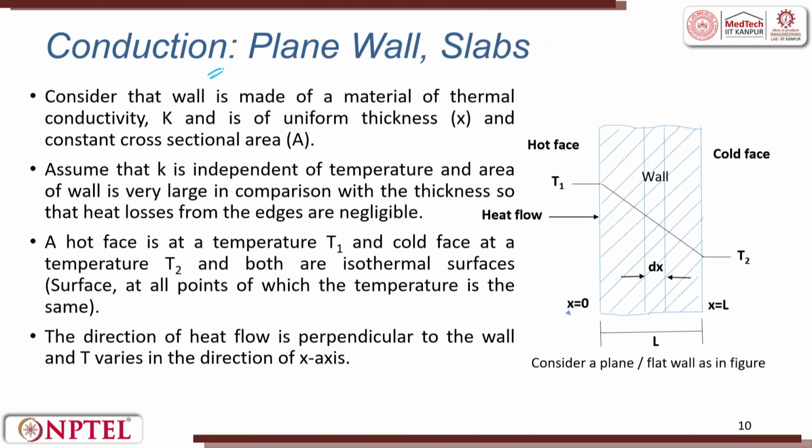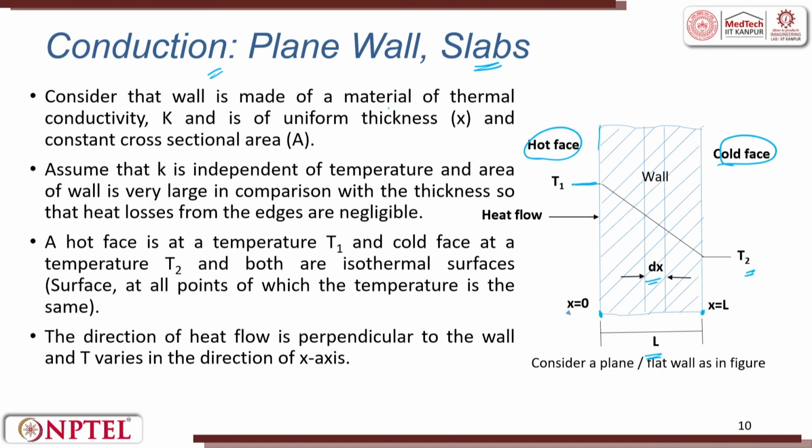Now, conduction through a plain wall or a slab. This is the hot face, this is the cold face, and there is a wall in between. The wall has a thickness of dx. Here the length is 0, here the length is L, so the width of the wall is L. Now you would like to know, when I apply a temperature T1 on the hot face, what will be the temperature T2 and how much time it will take. That is what we can find out by conduction through a plain wall or slab.